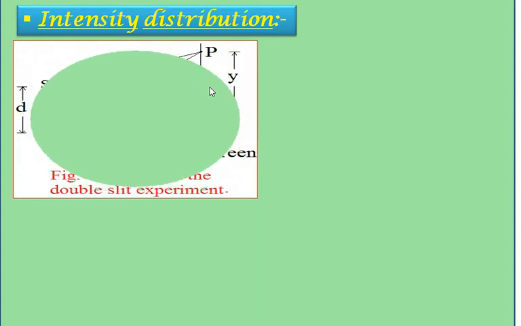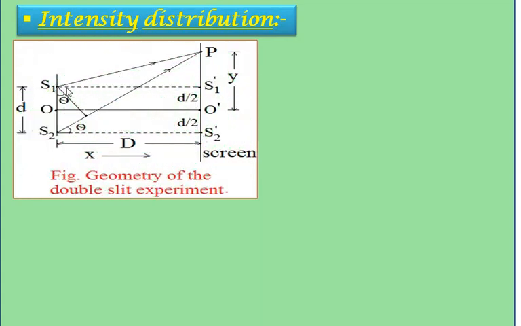We have seen the diagram in the last lecture. It consists of two sources, S1 and S2, which are two coherent sources separated by a small distance d from each other. Source and screen are placed at a distance capital D from each other. Here P is any point on the screen placed at a distance y from the central band.